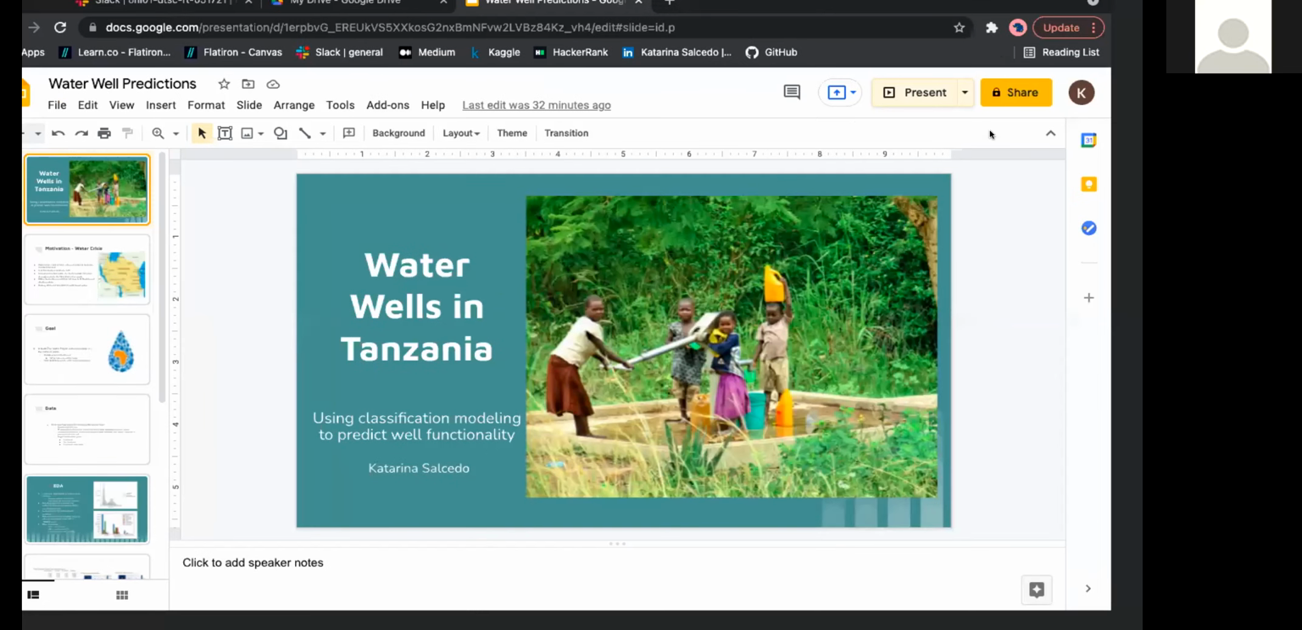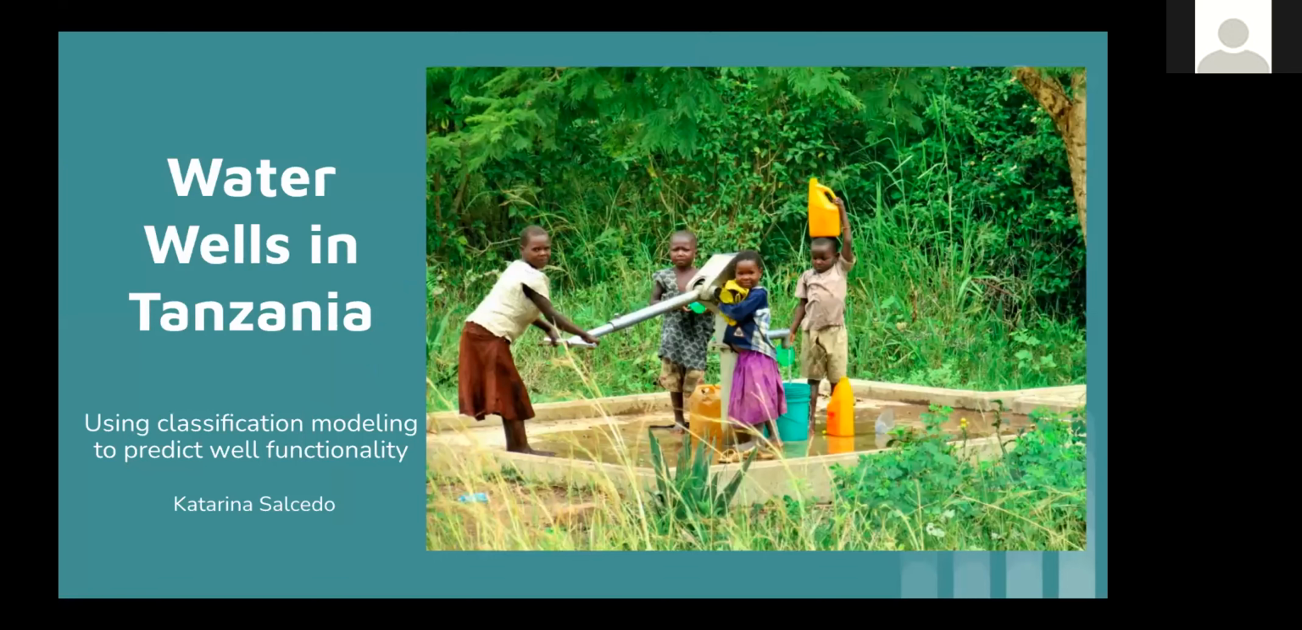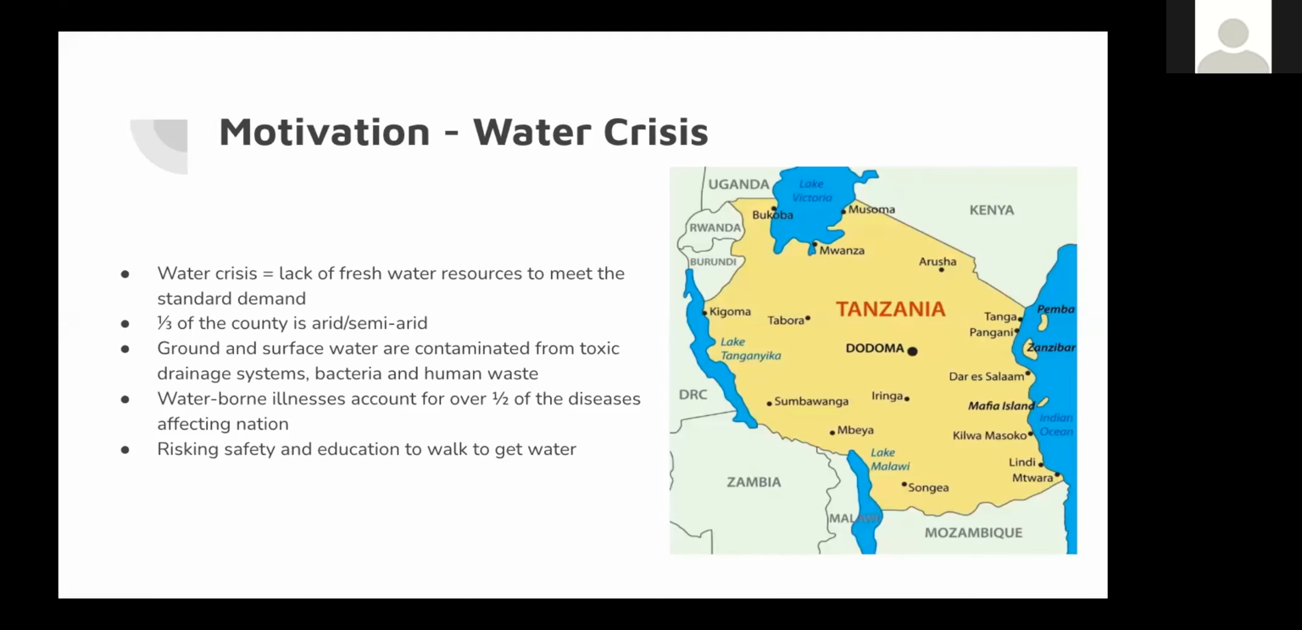Okay, welcome everyone. My name is Katarina Salcedo, and I will be presenting a classification model that can be used to predict functionality of water wells in Tanzania. So motivation behind this, Tanzania is currently in a water crisis, which means that there is not enough fresh water resources to meet the region's demand.